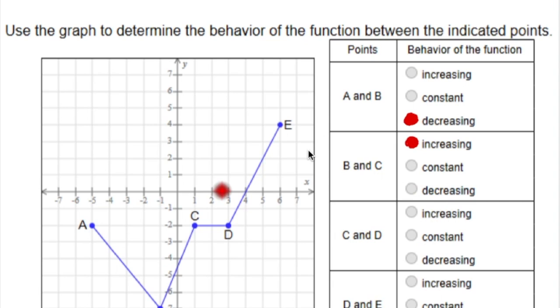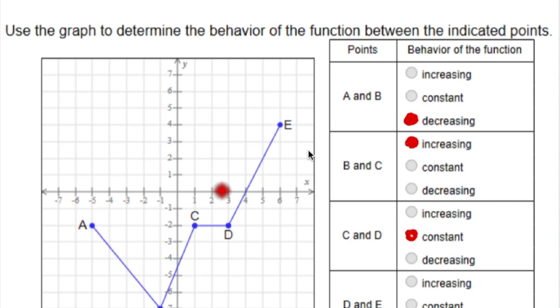The next section that they want us to look at here is the section between C and D. So left to right, C to D. This is staying horizontal or flat. So from above, we know that when it says horizontal or flat, that section is constant.